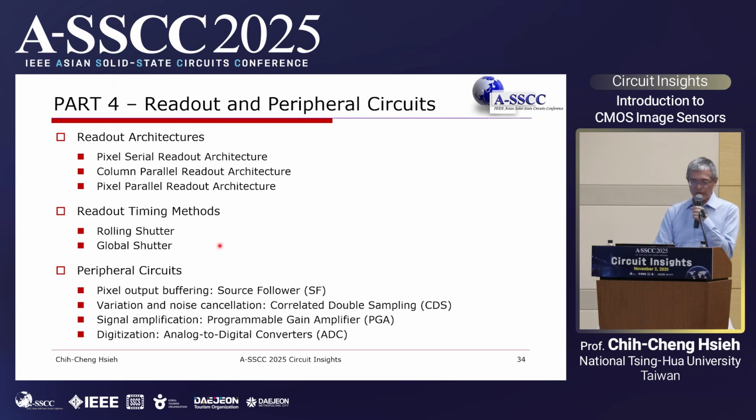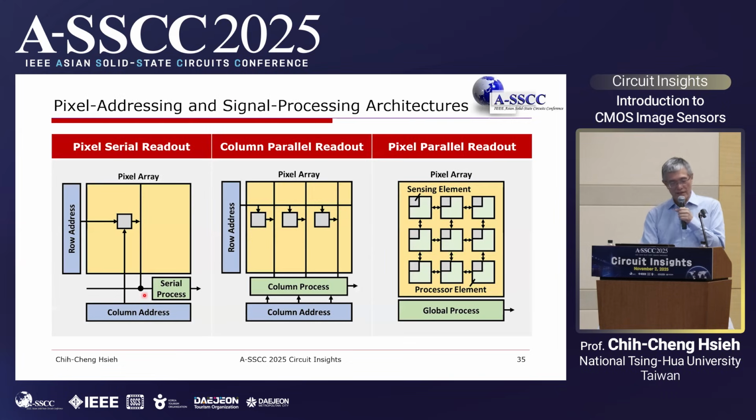Okay, let's go to the final part. In this part, I just introduce the required readout and the peripheral circuit for each CMOS image sensor, including the pixel, the architecture, the timing, and the peripheral. This is the architecture. Usually, we can choose to do the serial readout, column parallel readout, or pixel parallel readout. So you can see that it all depends on the required circuit complexity and the throughput.